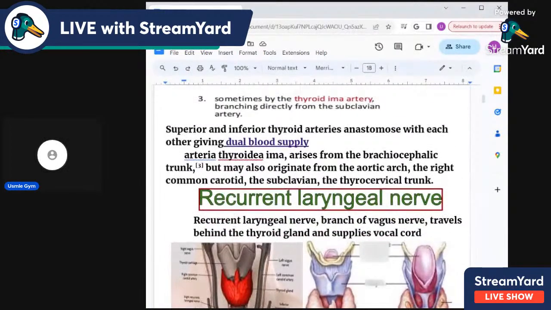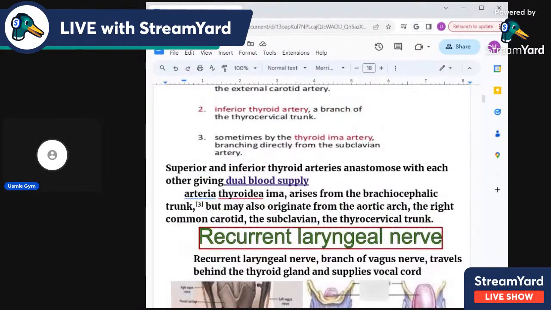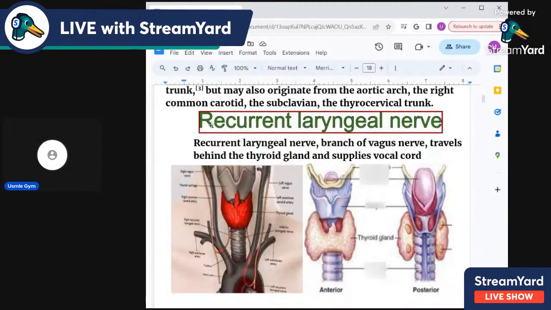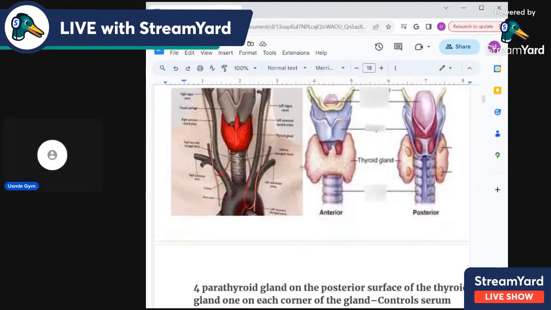So what are the other structures in close relationship with the thyroid gland? This is the recurrent laryngeal nerve. It's a branch of the vagus nerve, and on the left side it winds around the arch of the aorta and supplies the vocal cord. So if this nerve is injured during thyroid surgery, it may cause hoarseness or loss of voice.